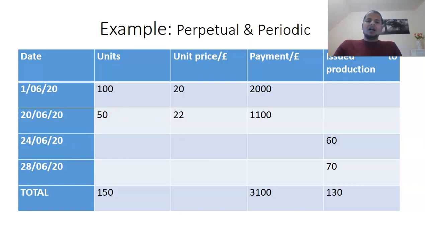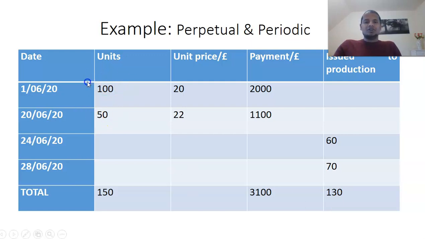So let's now see how we can find out the cost of goods sold, or cost of materials used in the production, and also how much is the cost of the material available as ending or closing stock. So you can see the total purchase is 150 and we used so far 130. So how many units remain? So 20 units should remain as closing stock.